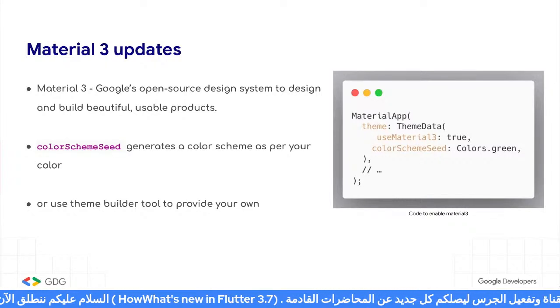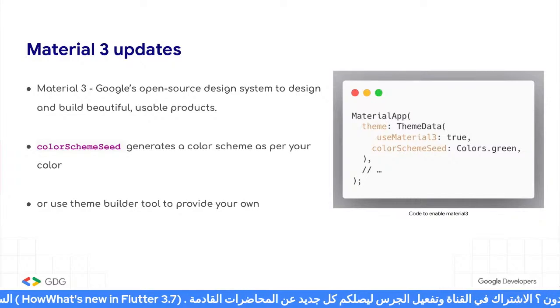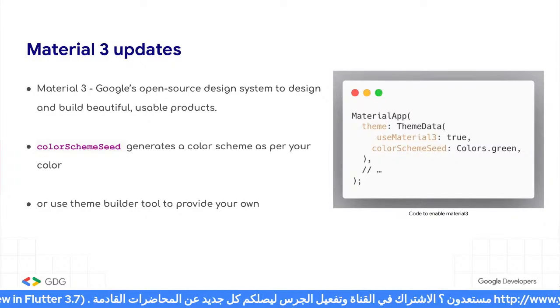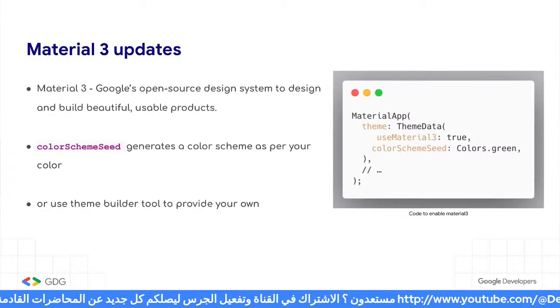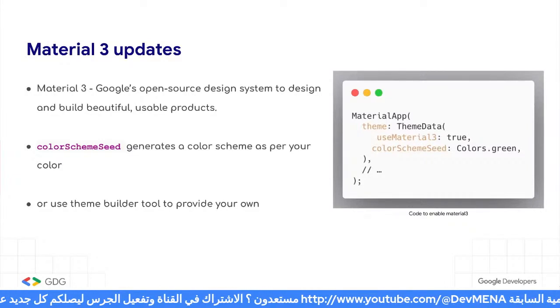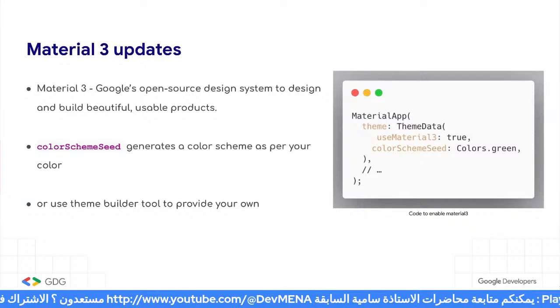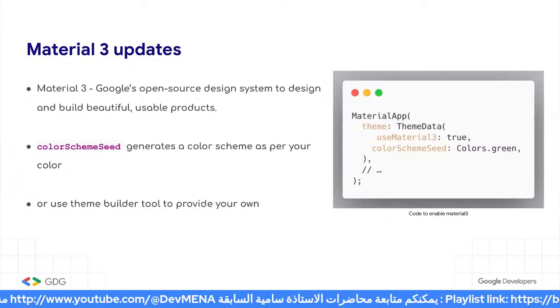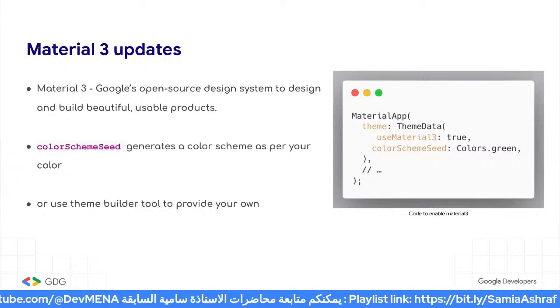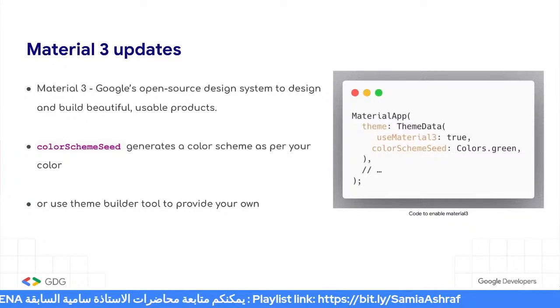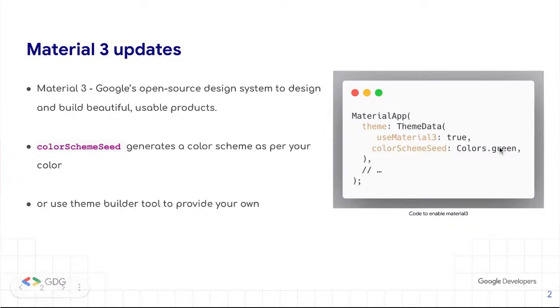Now, Material 3 widgets will have all of the Material 2 widgets, but most of them are going to be enhanced because it's an upgraded version. Color scheme seed generates a color scheme for your application. You can use the one from Flutter, you can use a theme builder, or you can provide your own, like color scheme seed, Colors.green. So we can do both.